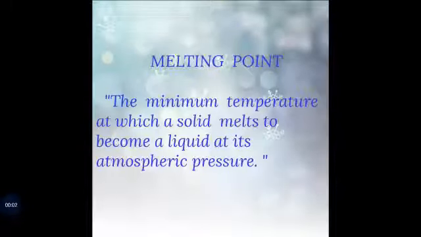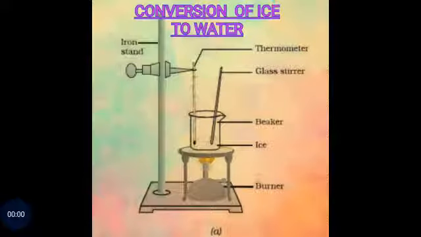We learned that when the particle reaches a particular temperature level, it converts from solid state to liquid state. And we use a general term for that, that is melting point. That is the minimum temperature at which a solid melts to become a liquid at its atmospheric pressure. So here the solid reaches a certain temperature level and then is converted to the liquid state. The process of melting, that is change of solid state into liquid state, is also known as fusion.